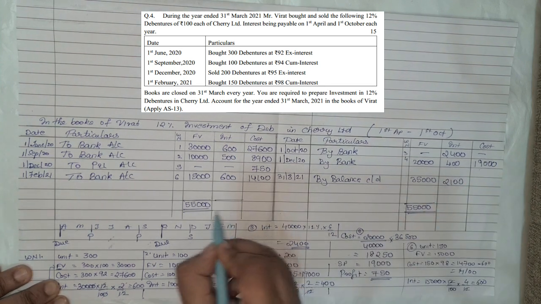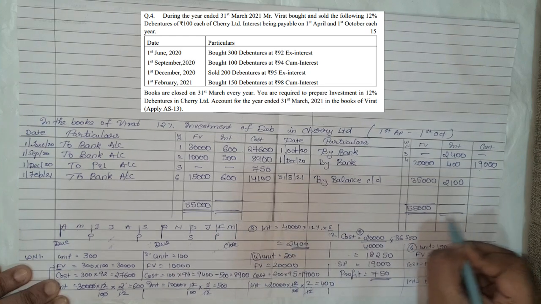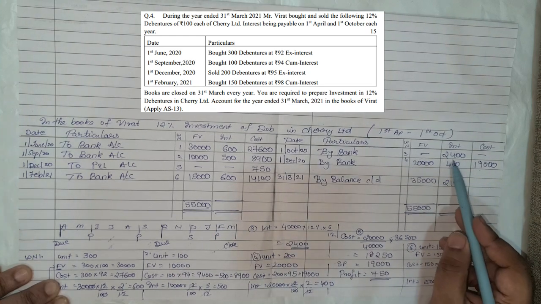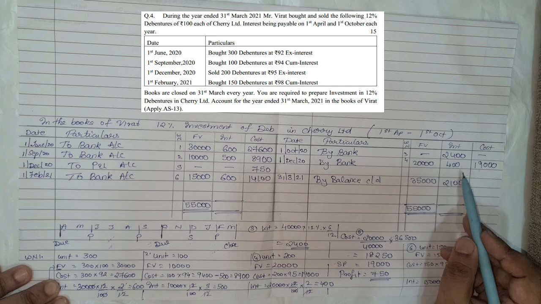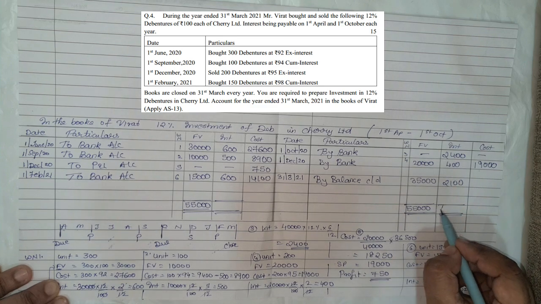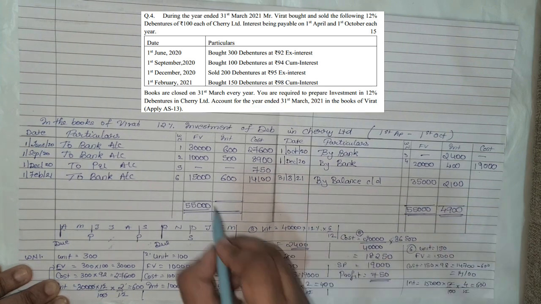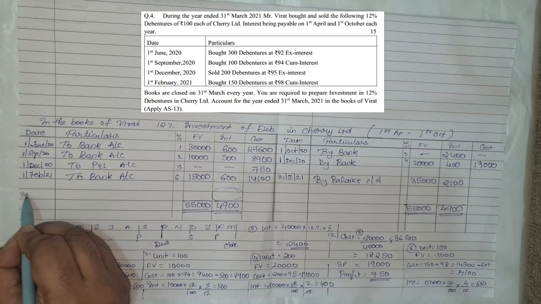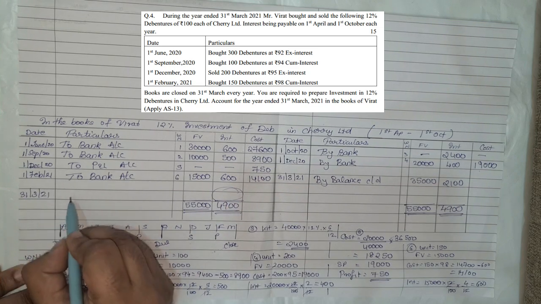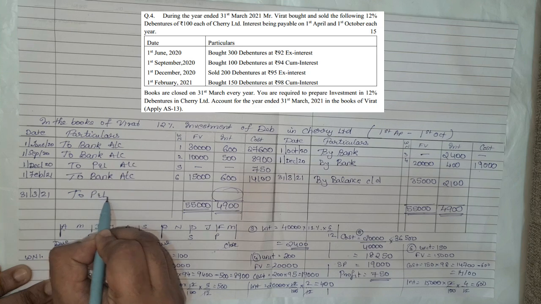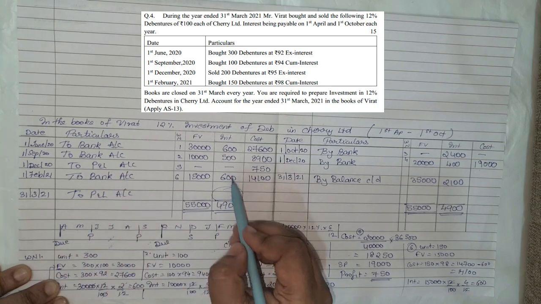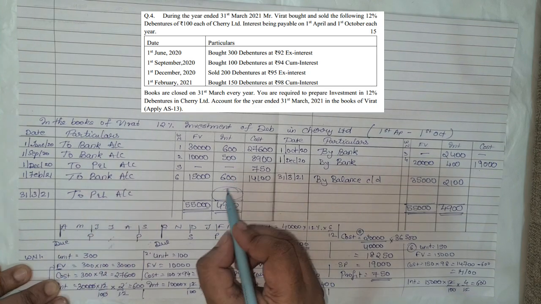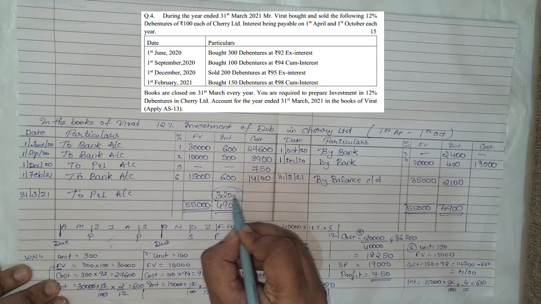Now we tally the interest part. In the interest part, the credit side will always be bigger. 2,400, 2,800, 4,800, 4,900. So take 4,900 on both the sides. The difference will come here. That will be known as 31st March 21 to P&L account. So 4,900 minus 1,700, which comes to 3,200.